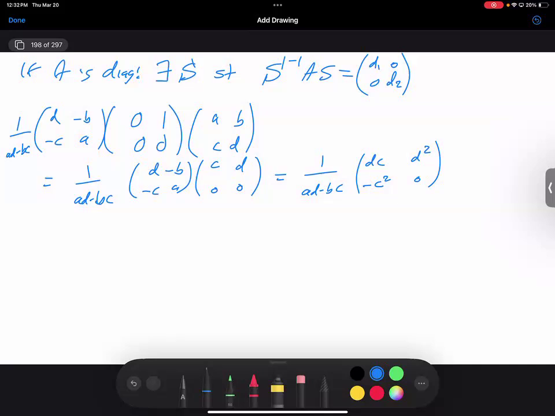Did I make something wrong? Sorry, minus CD. Sorry, thank you. Minus CD. C has to be 0. So to be diagonal, we need C equals 0. And what else? So it is the 0 matrix.